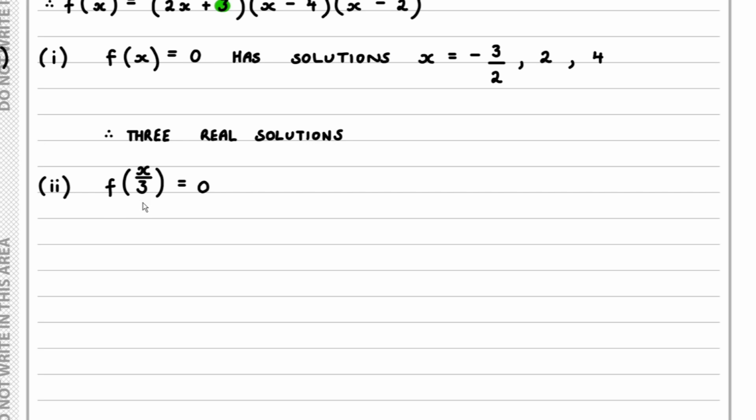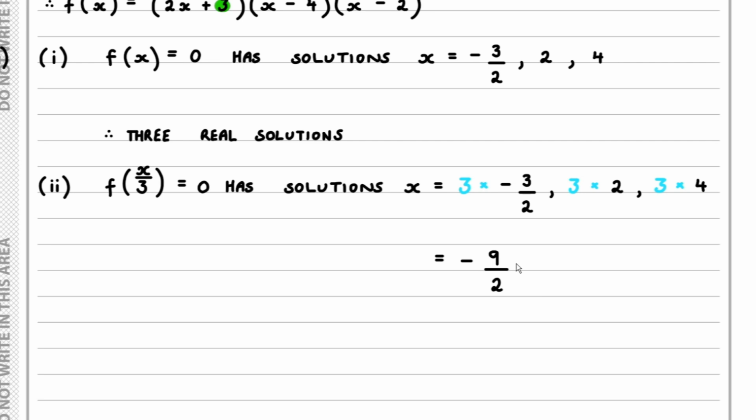So f of x over 3 equals 0 has solutions x equals 3 multiplied by negative 3 over 2, 3 multiplied by 2, and 3 multiplied by 4. So we have negative 9 over 2, 6, and 12, and therefore this 12 is the largest root of f of x over 3 equals 0.